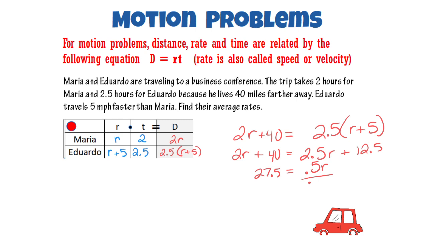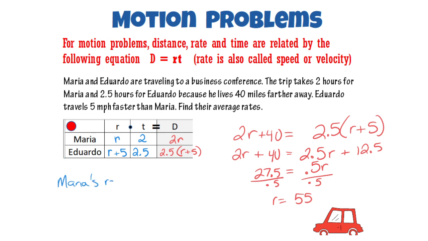Divide both sides by a half. Remember that dividing by a half is the same as multiplying by a 2. So 27.5 times 2 would get me, what is that, 55? Now let's think about what we have found here. We did the performing part. Now we're perfecting it. We're like, what did we just figure out? 55 is R. That's your rate. And if you look back here, it is the rate for Maria. So Maria was traveling 55, remember it's a speed, miles per hour, which means Eduardo would have been going 60 miles per hour.